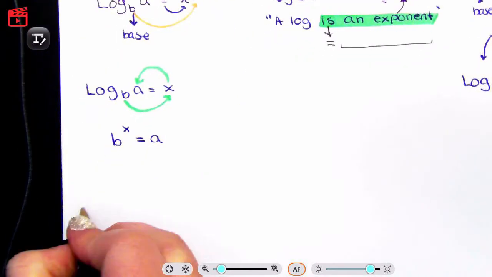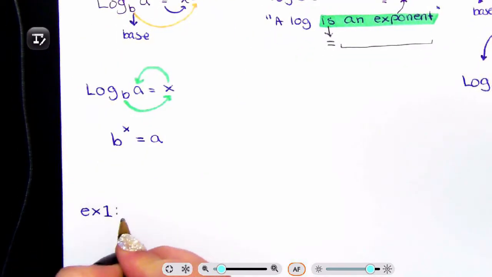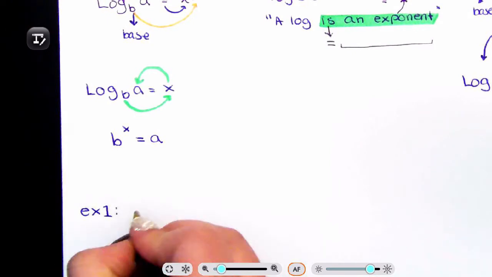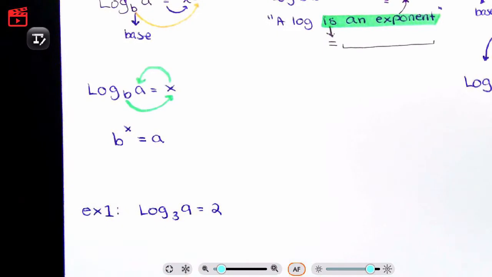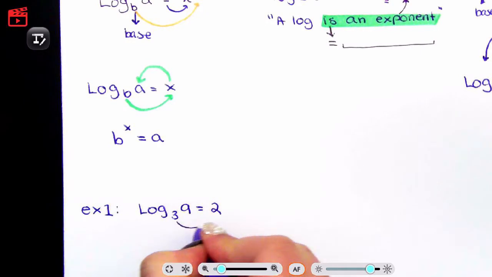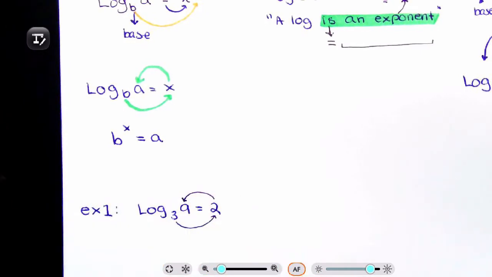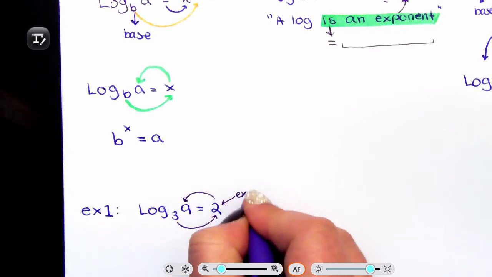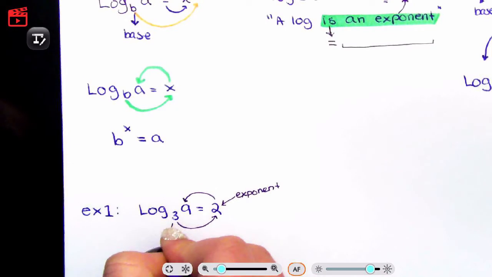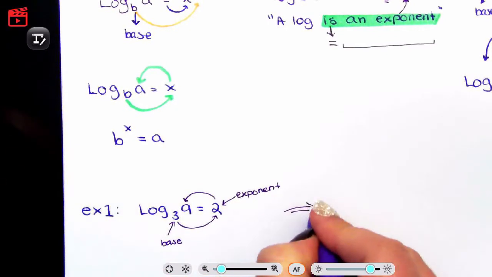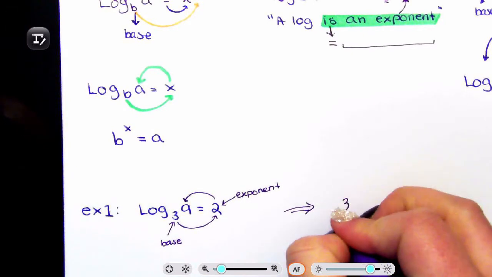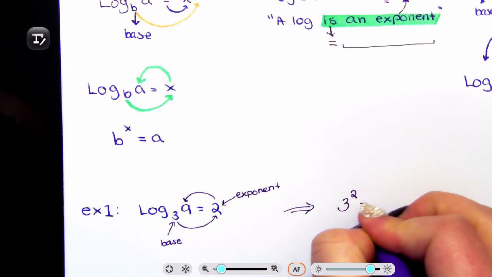Okay, so example number 1. Let's say we have log base 3 of 9 is equal to 2. And I want to write that in exponential form. So I'm going to do counterclockwise. What is a logarithm? A logarithm is an exponent. That means 2 is my exponent. That means 3 is my base. And that means it's equal to 9. So we're going to rewrite this as my base is 3, my exponent is 2, and that's equal to 9.